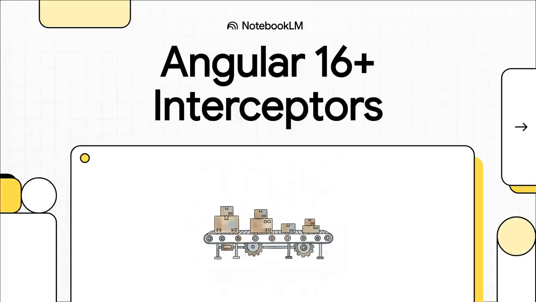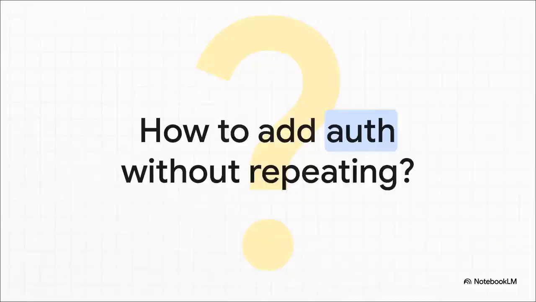We'll look at the syntax, chaining, and how to wire the whole shebang up perfectly with the latest standalone APIs. Let's get into it. Now think about this. How do you add auth, caching, and logging to every single HTTP request without writing identical code over and over? This highlights a very real-world developer pain point.